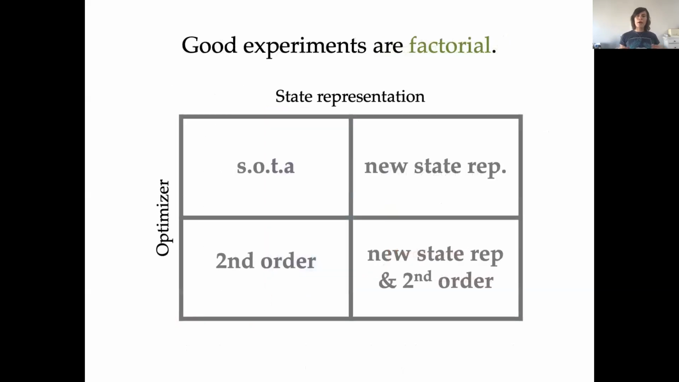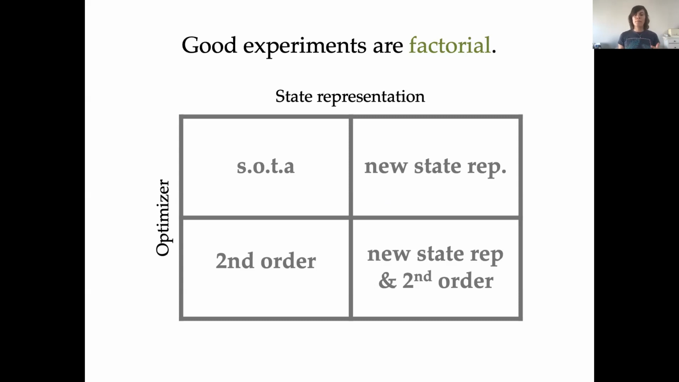And the way we can think about this is by what we call a factorial design. So you're going to have your state of the art, and instead of just testing your new algorithm, which is a new state representation and the second order method, you're going to break it up into 2 independent variables, state representation being one, optimizer being the other one. And you're going to test the full 2x2 factorial here.